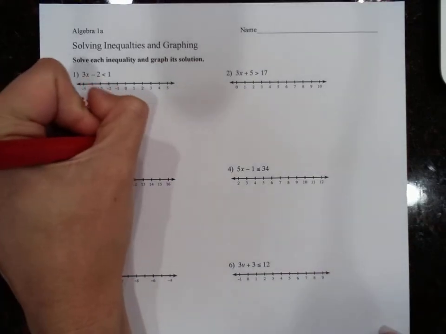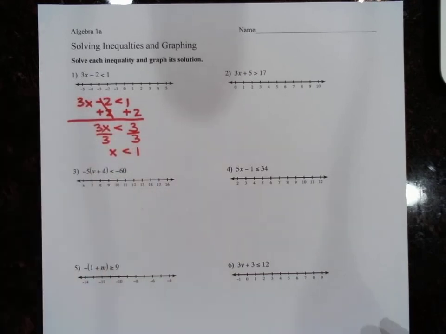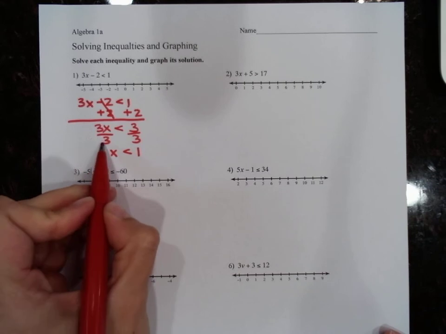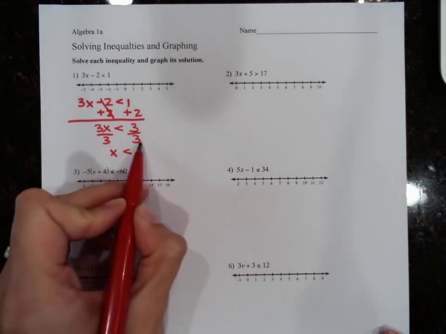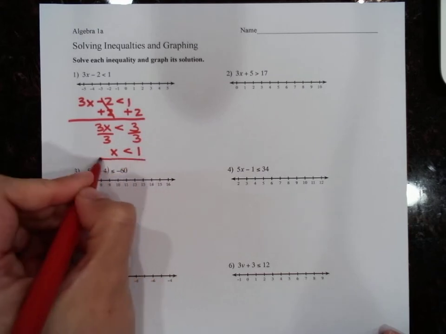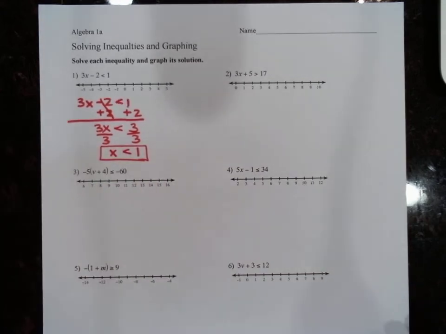Divide both sides by 3. And x is less than 3 divided by 3, which is 1. Remember, we don't flip the sign because we divided by a positive 3. Since we divided by a positive, we just leave everything as is. Now we just have to graph. x is less than 1.